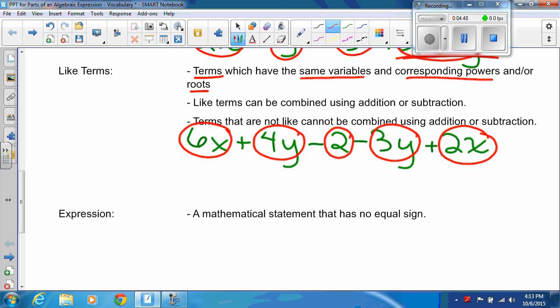All right, from here, what I'm going to do now is I'm going to look at the ones that are the same. In other words, the ones that are alike. So right now, the ones that I can see, I'm going to start with my 6x. And I'm looking to see if I have any other x's here. I have 6x.